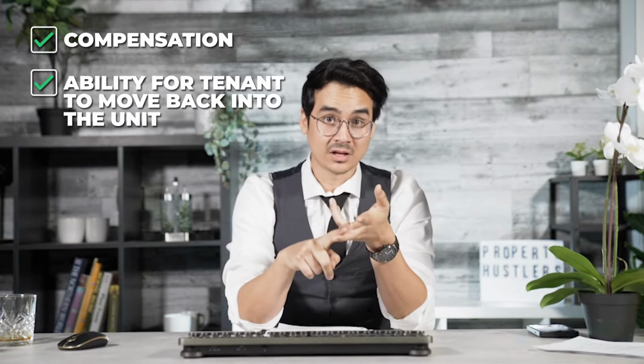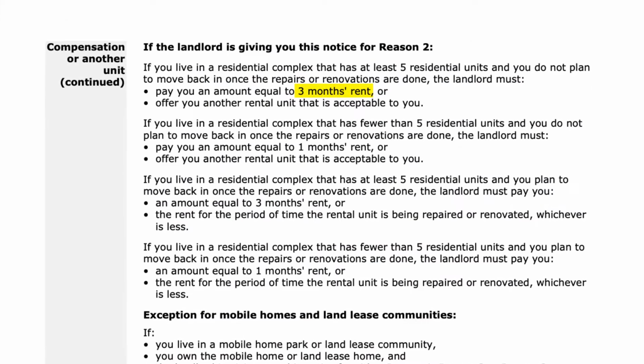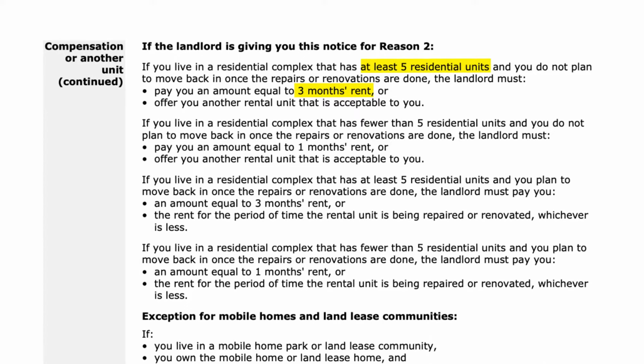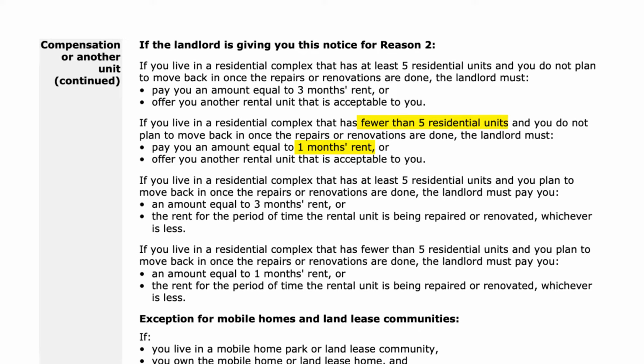Now, as part of the N13, we're going to talk about compensation and the ability for the tenant to return to the unit. Something to keep in mind here is that you will have to pay your tenant according to the type of unit you have, and you may need to allow them to move back into the unit if you're selecting reason 2 as part of your N13. There are instructions about this in the form below, but basically you have to pay your tenant at least 3 months' rent if you have a 5-plex or over, and 1 month's rent if you have less than 5 units at your rental property.